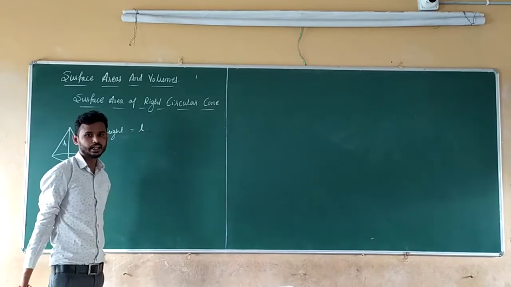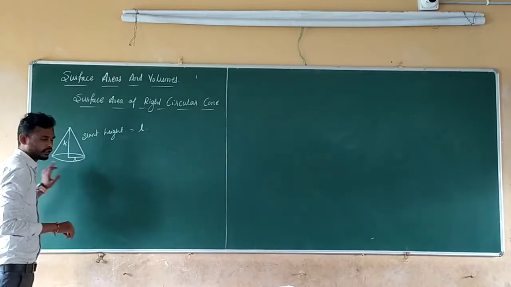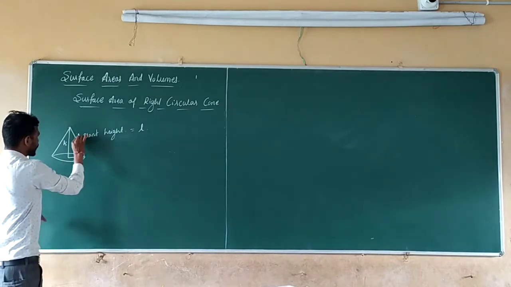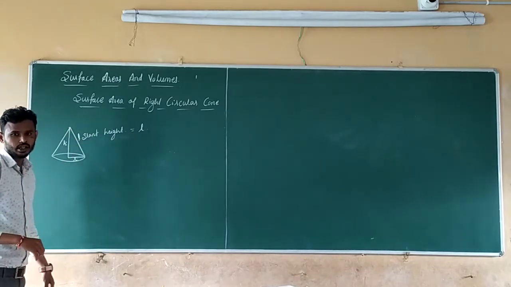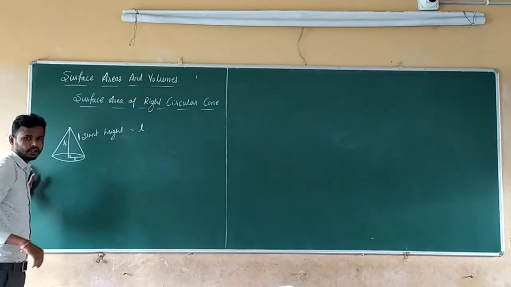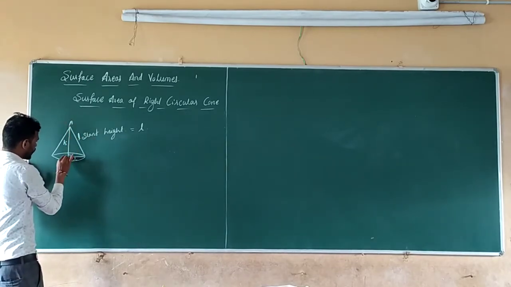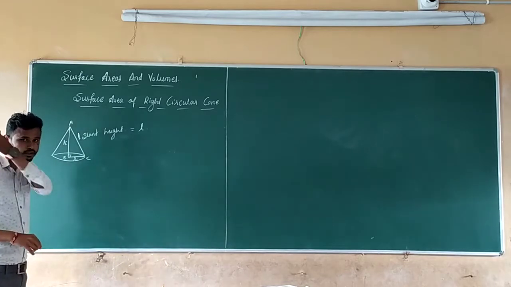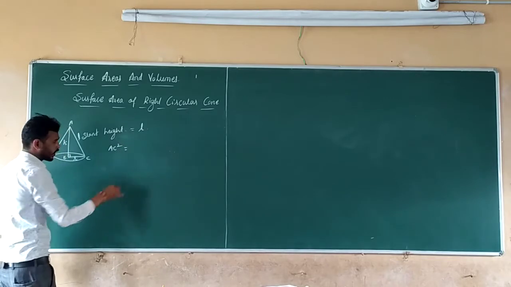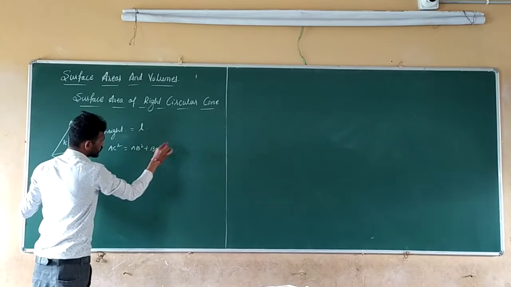So how to find this slant height? If we know the height and the radius of the base of the cone, then we can easily find the slant height by using the Pythagoras theorem. Because height means perpendicular distance, it should be 90 degrees. Let us take the triangle as A, B, C. Here AC is the hypotenuse. So by Pythagoras theorem, AC square is equal to AB square plus BC square.